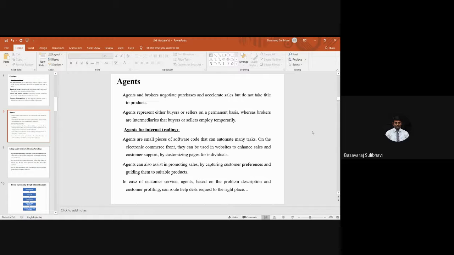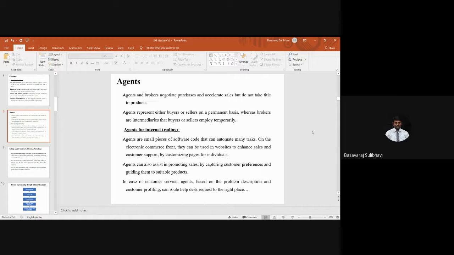So they even help customers and guide them on what suitable products they can purchase to satisfy their needs. On the basis of the product categories you have searched on that web page, which is recorded, they will suggest the best products you can buy. Now, in case of customer services, agents, based on the problem description and customer profiling, can route help desk requests to the right place.